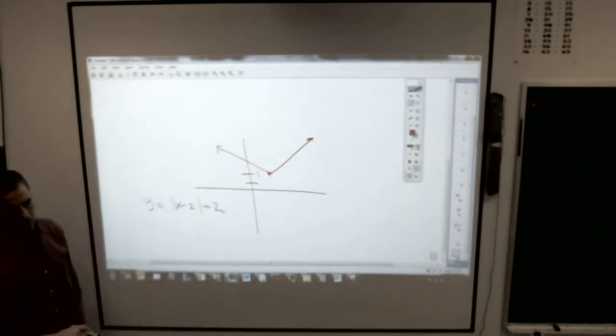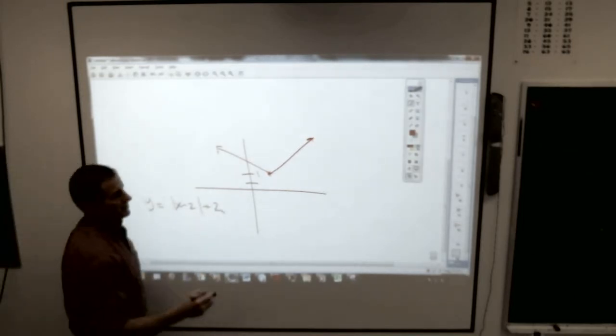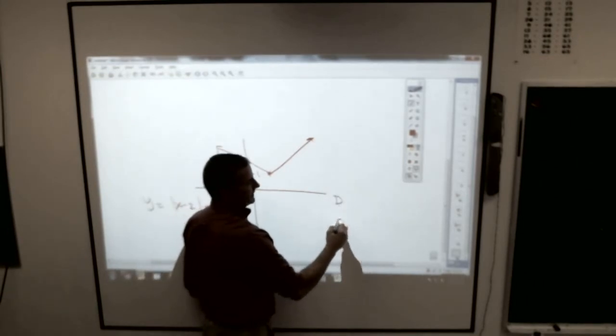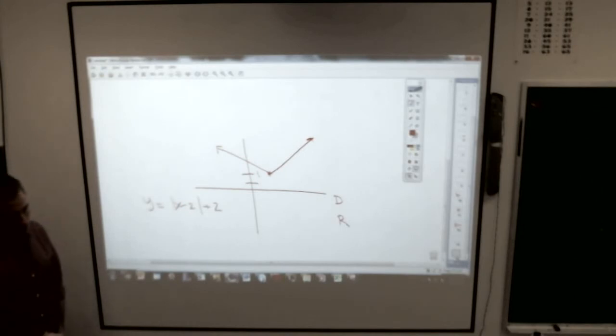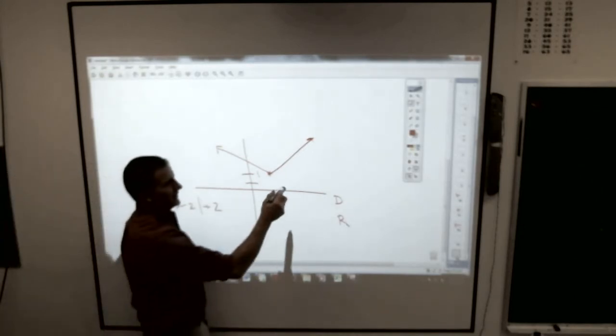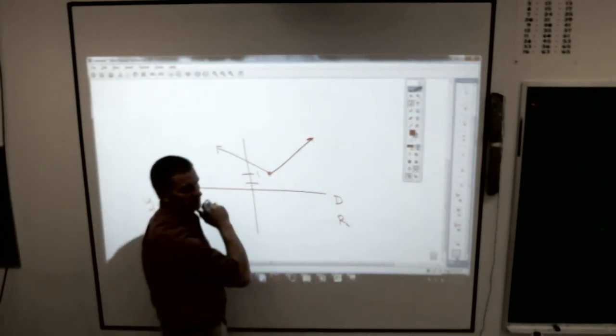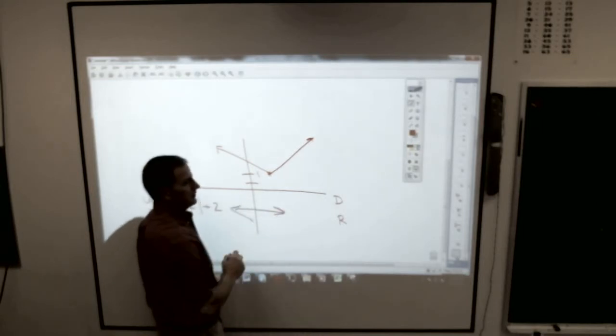Has nothing to do with what I'm talking about right now. I am asking you to give me both the domain and the range in interval notation and in inequality form. Domain is what can x be? What can x be? X goes this way. What is x?